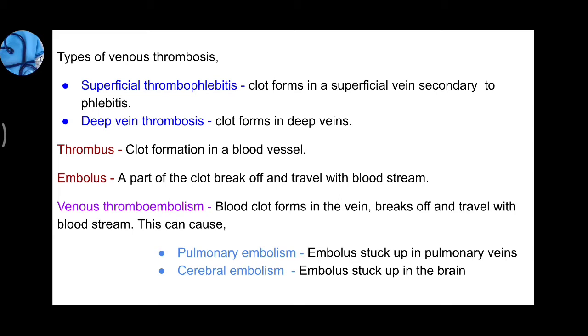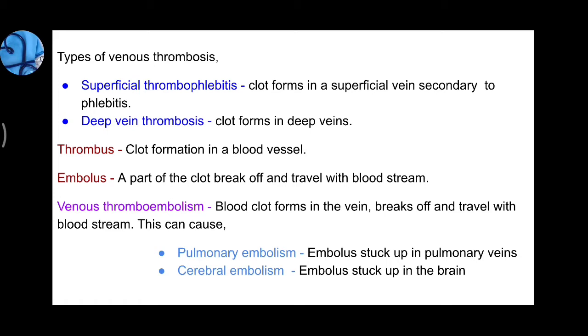Now let's see what a thrombus and an embolus are. A thrombus is a clot that forms in the blood vessel and does not travel with the bloodstream, whereas an embolus is a part of the clot that breaks off and travels with the bloodstream. This venous thromboembolism can be fatal if it gets stuck in pulmonary vessels or vessels in the brain. This will cause pulmonary embolism or cerebral embolism.